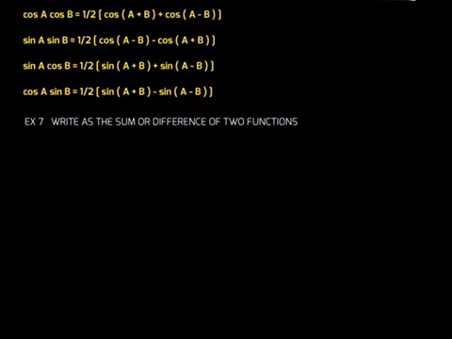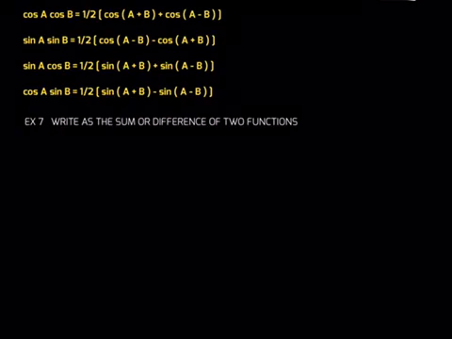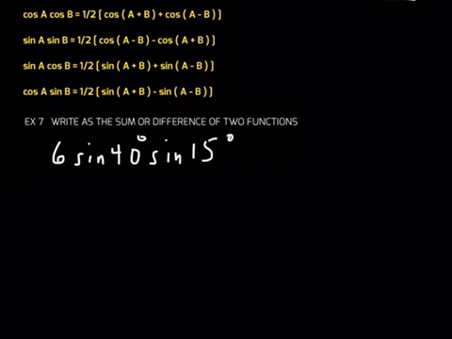Okay, example 7 says, write the following as the sum or difference of 2 functions. It's going to be 6 times sine of 40 degrees times sine of 15 degrees. So they've given you a product and they want you to write it as a sum. Look at this and tell me which one you're going to use. Which one of these 4 identities are you going to use?